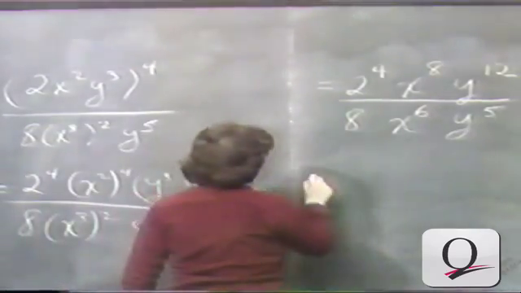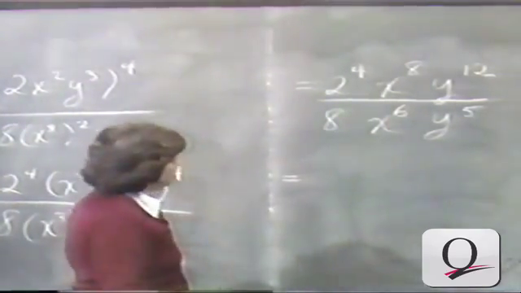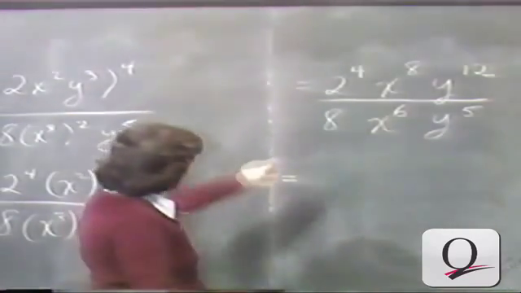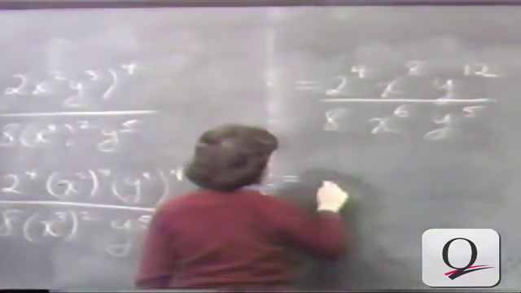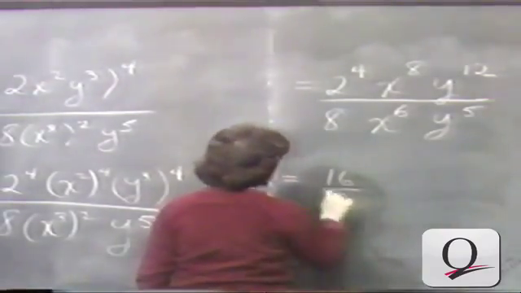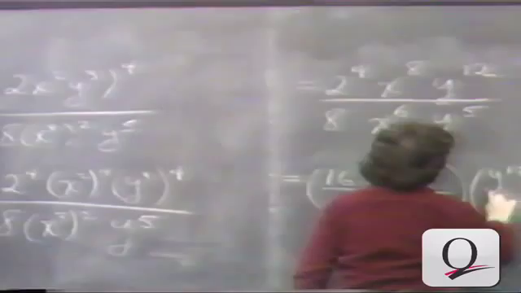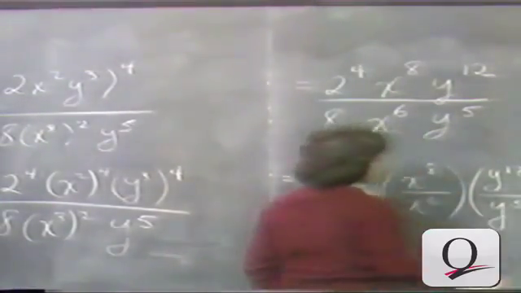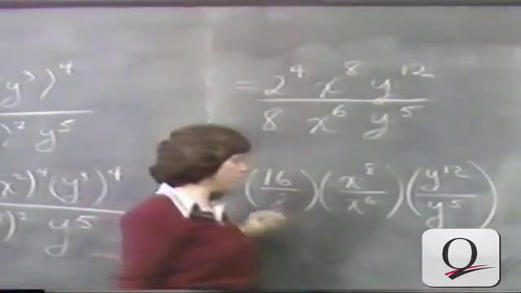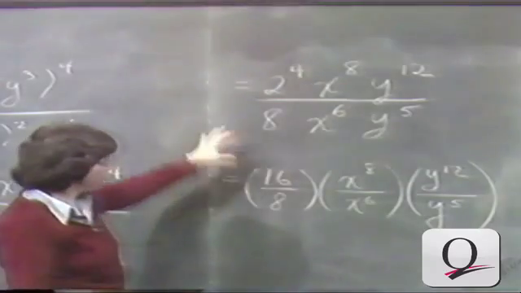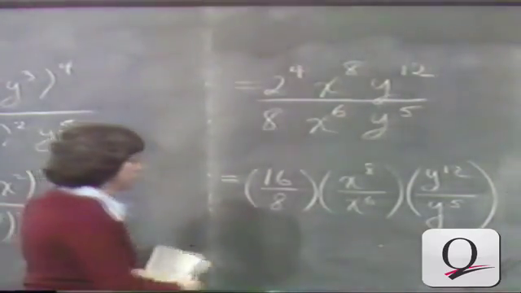Okay, what I'm going to do now is break this up into 3 fractions. I'm going to work them out separately. By the way, 2 to the 4th is 16. It's 2 times 2, that's 4 times 2, 8 times 2, 16. Okay, I'm going to break this up into 16 over 8 times x to the 8th over x to the 6th times y to the 12th over y to the 5th. This is, of course, equal to that. To multiply fractions, you multiply the tops and divide by the product of their bottoms. So we have the exact same thing. It's just going to be a little easier to understand it in this way.